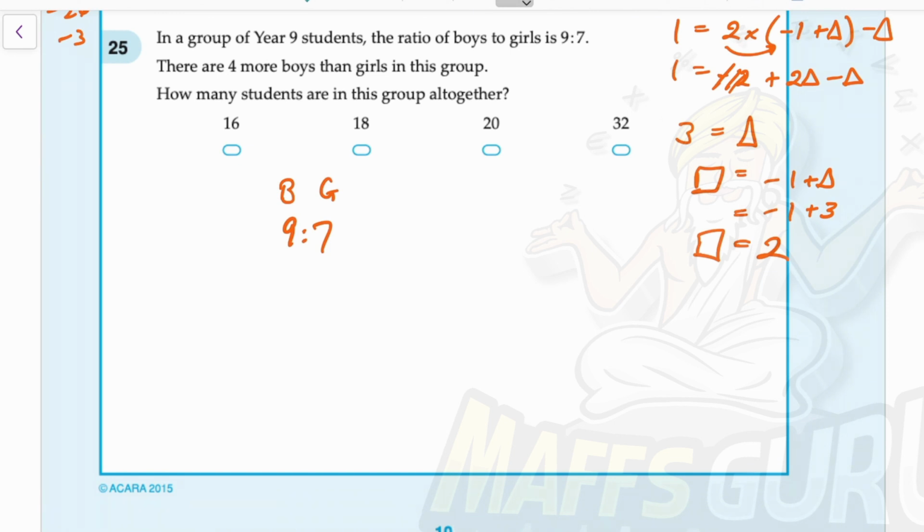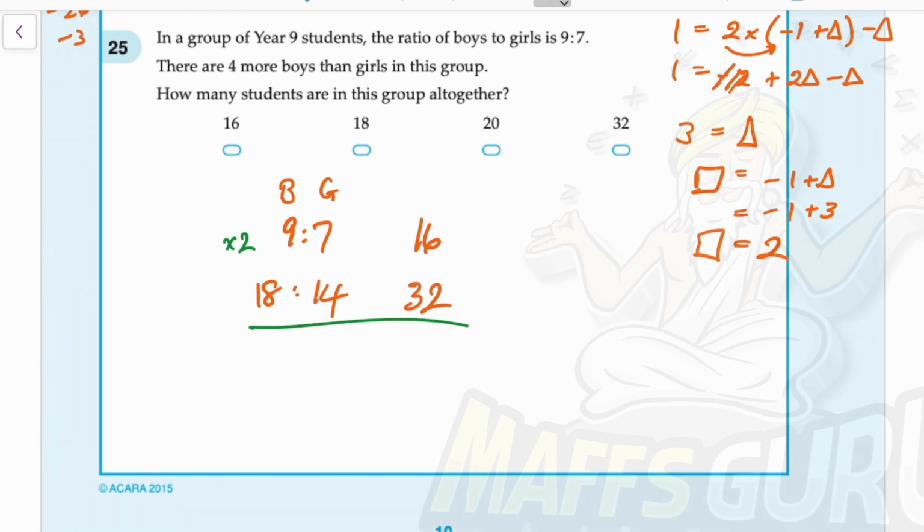Okay, so if there's 4 more boys than girls, the first thing we need to know is that there's 16 students in total. So if I now double this and say, well, let's test what happens if there's 32 students, that must mean there are 18 boys and 14 girls. See what happens there? All I've done is I've said, well, I'm going to multiply each of those by 2 to see what would happen to my next ratio up. And that gives me 18 boys and 14 girls.